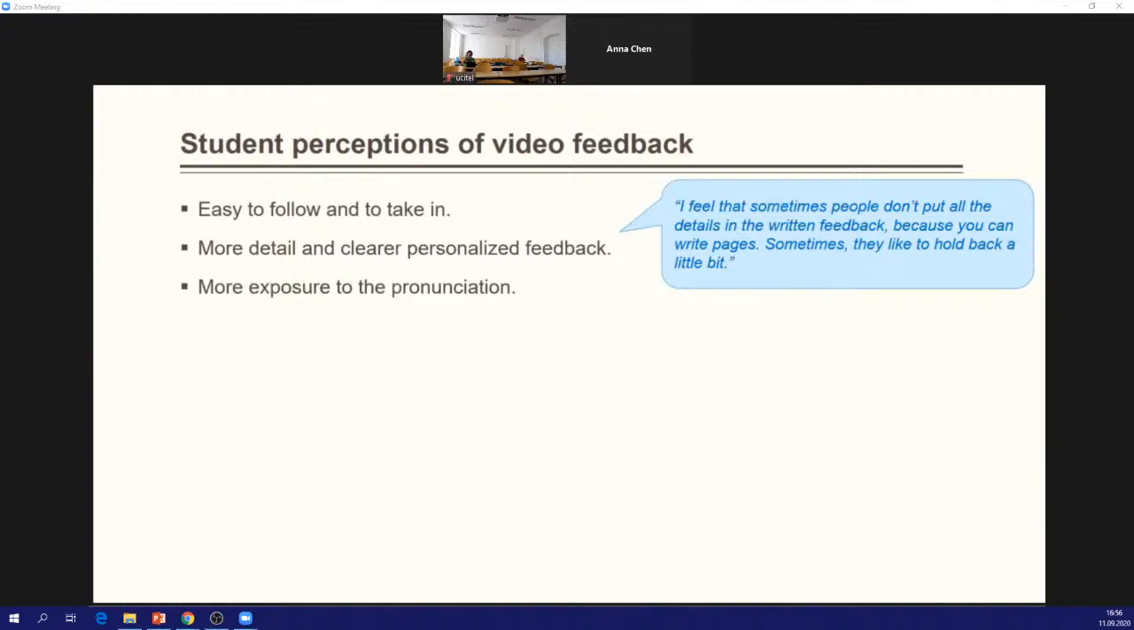Third, students mentioned that when listening to the video, they had more exposure to the pronunciation because there is no correlation between Chinese written form and its pronunciation. Students acknowledged that the more exposure to the pronunciation, the better.